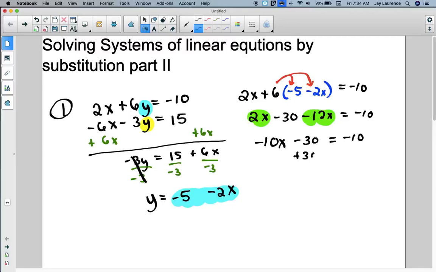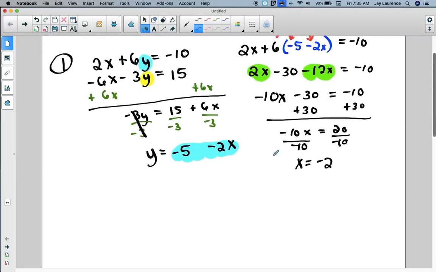I will add 30 to each side because here I just have a normal two-step equation, something I'm very comfortable with. So I'm not explaining quite as much. Divide by negative 10, divide by negative 10, then x is going to equal negative 2. All right, now remember, I'm not done with the problem. I have to solve for y, but the beautiful thing about substitution is I will always have an equation at this point in the problem that has the variable I'm looking for isolated, like right here, y equals negative 5 minus 2x. So I'm going to substitute negative 2 in for x.